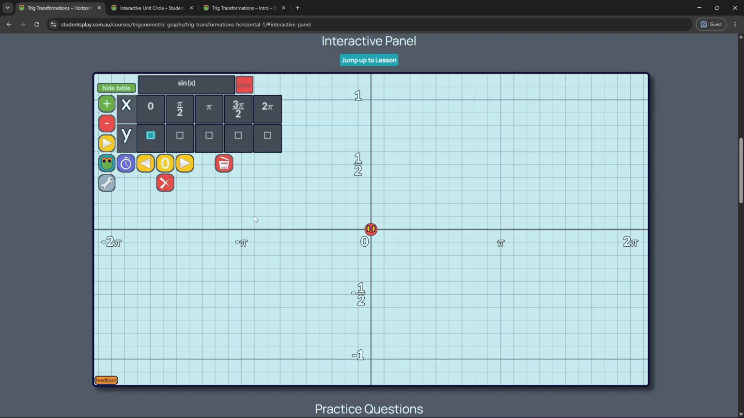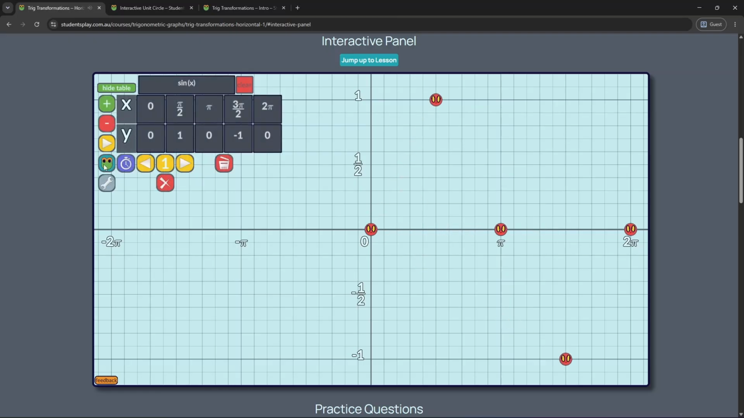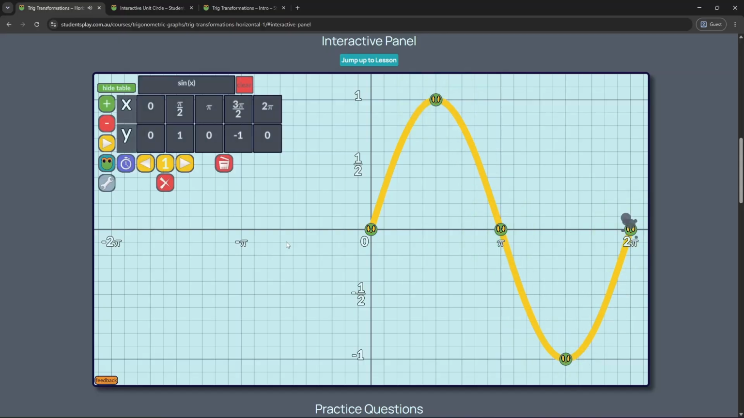And then the y values is going to be 0 there, and then it goes up to 1, and then down to 0, and then down to -1, and then back to 0. Let's press save, move all those points out, and then we can graph it with the frog. Make sure we got all the points. Very nice.